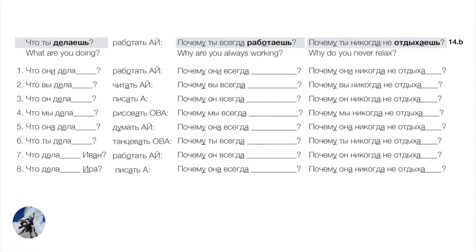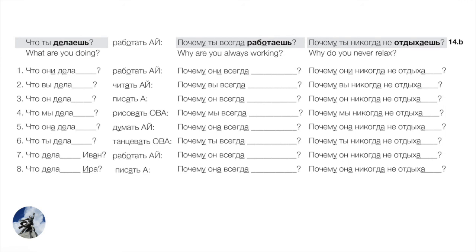Okay, so писать, that's an a verb, right? Okay, почему он всегда пишет? Пишет. Why is he always writing? Почему он никогда не отдыхает? Why does he never relax? Okay, number 4, what are we doing? Что мы делаем? Why are we always, and let's use рисовать, right? Why are we always drawing? Okay, рисовать, an ova verb. Почему мы всегда рисуем? Почему мы никогда не отдыхаем? Why do we never relax?